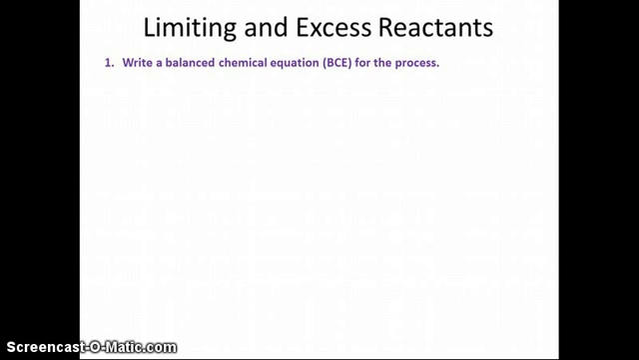And so one reactant will be consumed and the other will not. So the steps are going to be pretty similar. The first thing we'll do is write a balanced chemical equation. We have to have that recipe for any stoich problem before we can solve it.